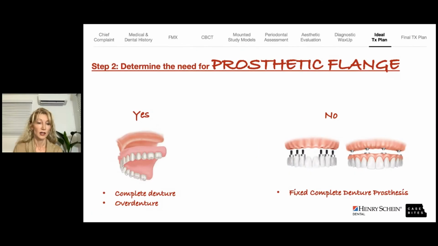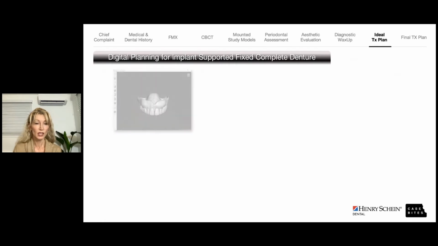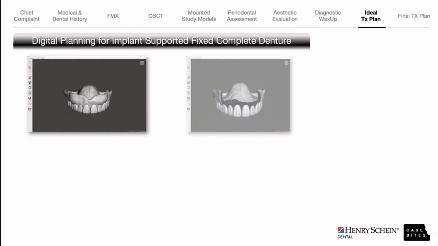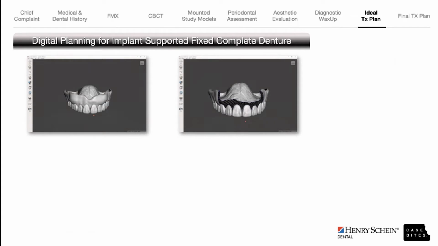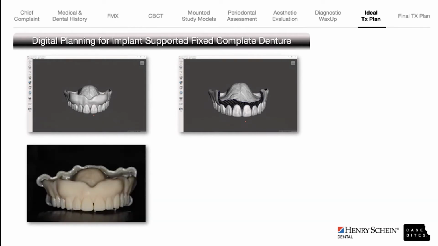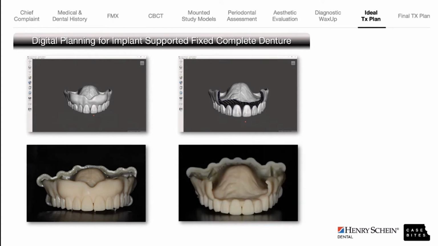But not every case can be a case without a flange. So if we need a prosthetic flange, we'll have to go with the complete denture or overdenture options. And if we don't need a prosthetic flange, we can go with the fixed restoration option. So based on that digitally modified tooth setup from that initial denture that was immediately fabricated for this patient, we made two files. One is the file that has the flange and one file on which we digitally remove the flange. Now, based on those, we do print two prototypes, one with the flange and one without the flange.